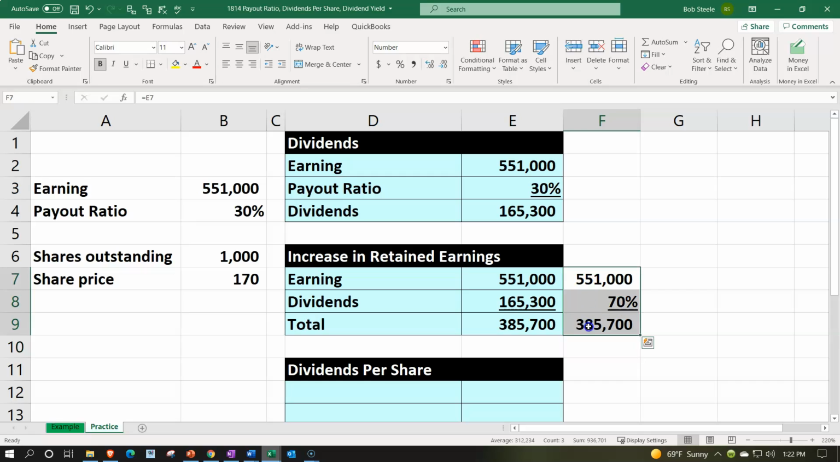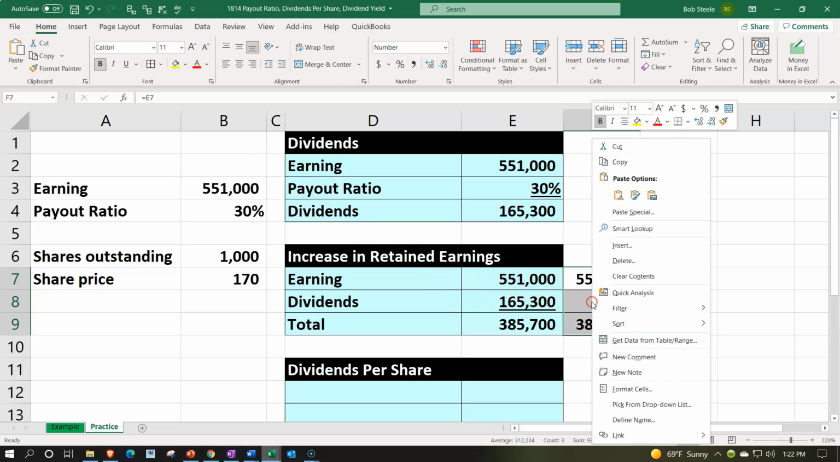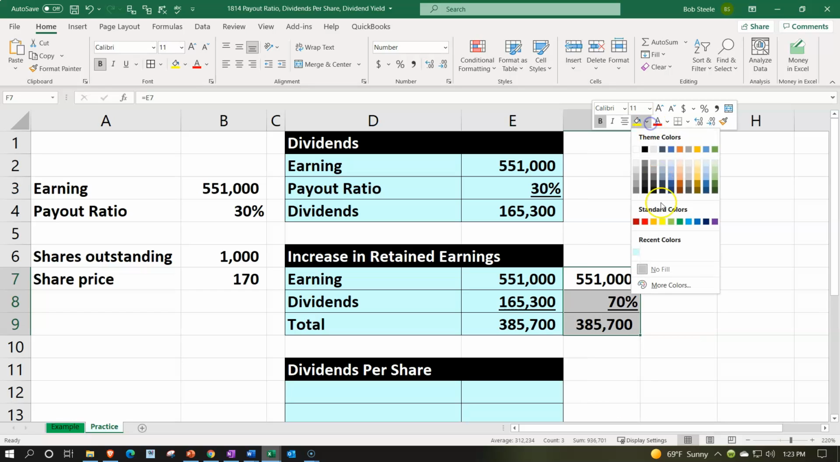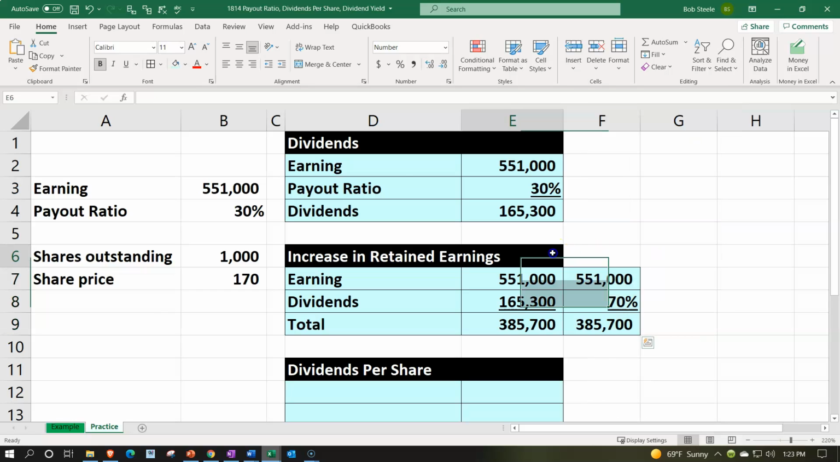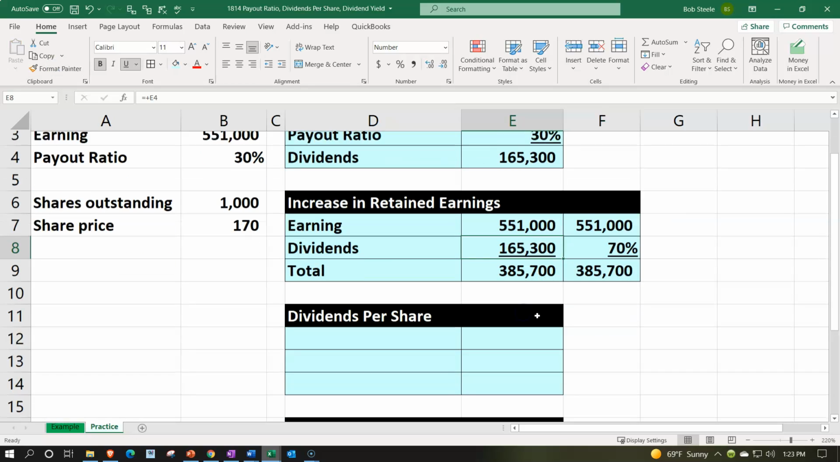So however you like to see this, let's make this blue. Let's make this match the rest of our worksheet here so it all looks nice and neat. We want to make it neat. So there we have it.